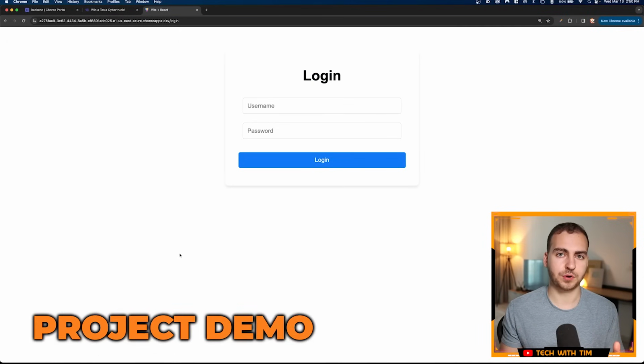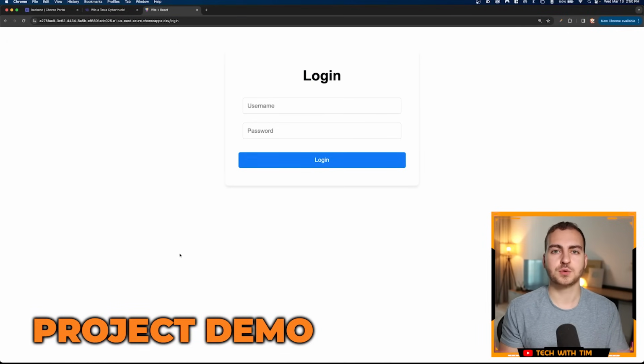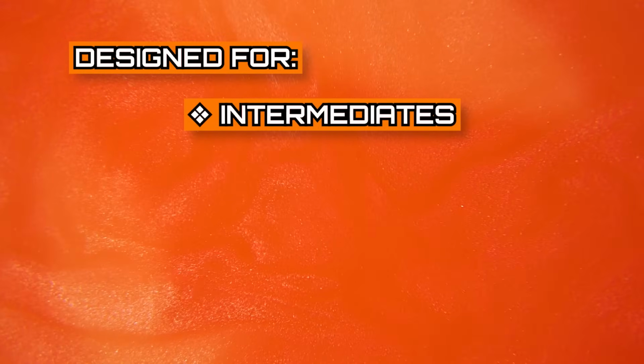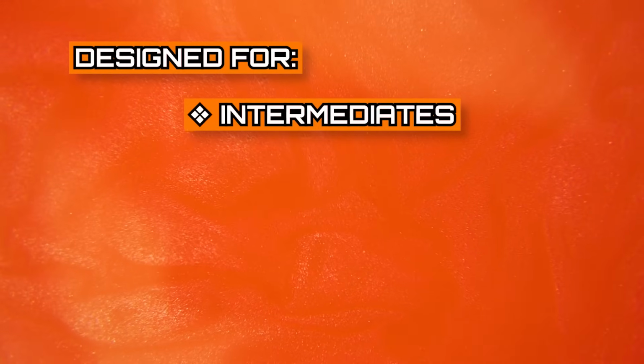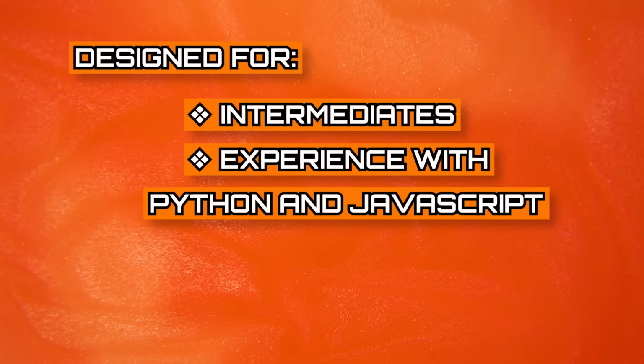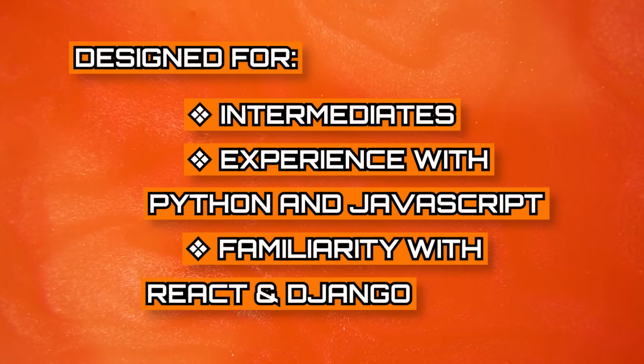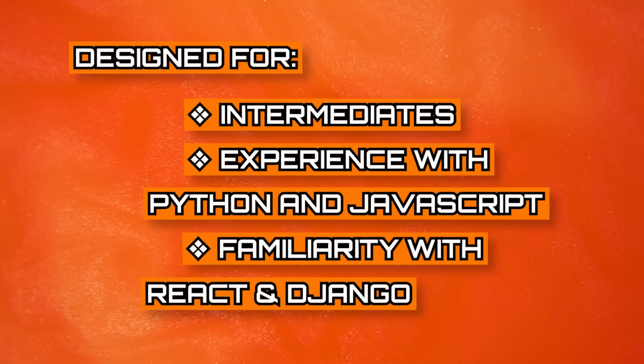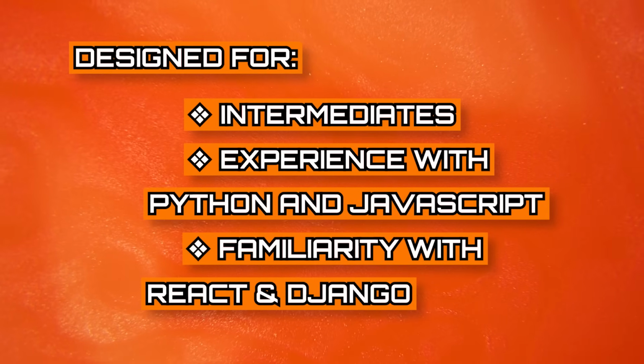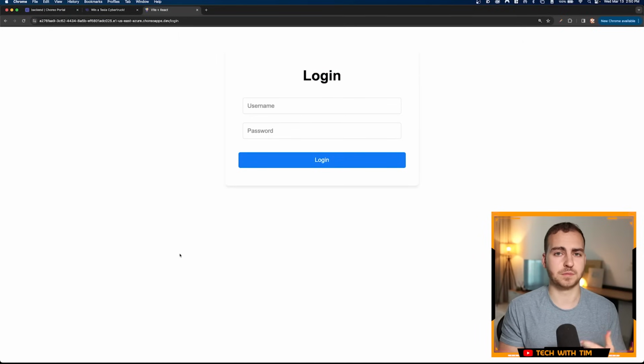So I have a quick demo in front of me that I'm going to run you through, but I do want to mention that this video is more designed for intermediates. This is not a beginner tutorial, and I'm going to assume that you already understand both Python and JavaScript and have some familiarity in Django and React. That said, I will of course explain everything that I'm doing, and I will make it as clear as possible, but I'm not going to be going over basic syntax like for loops, what a variable is, or anything that is more in the beginner section.